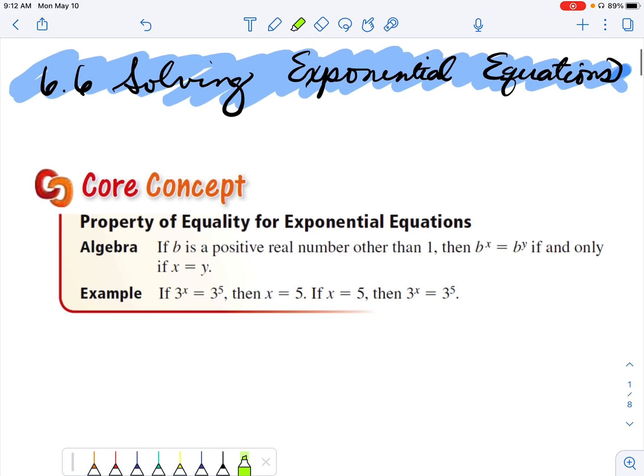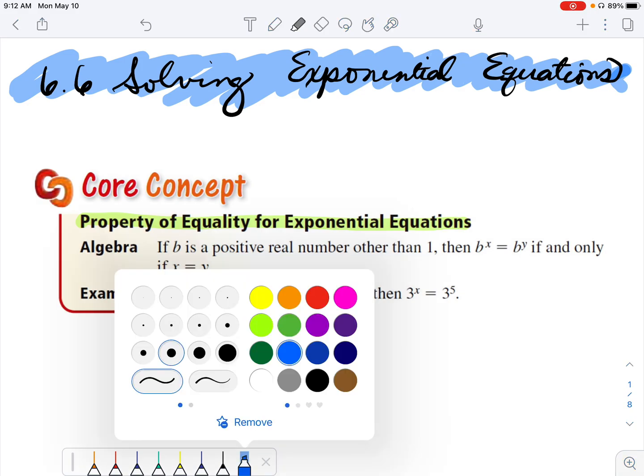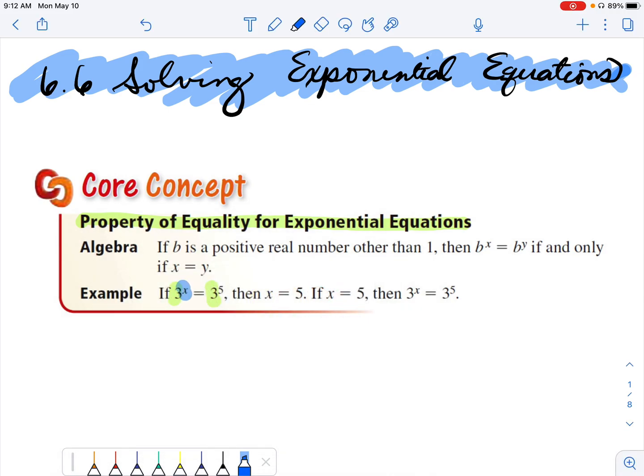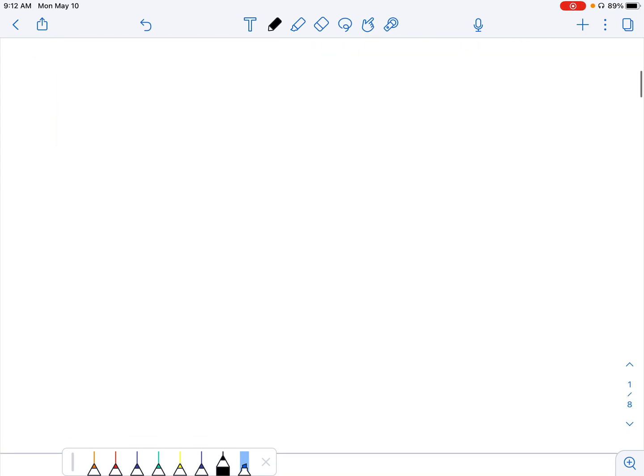We've reviewed this before in the past. So the property of equality for exponential equations means simply if you can get the bases to be the same, then the exponents are going to be equivalent. So let's do some problems here.